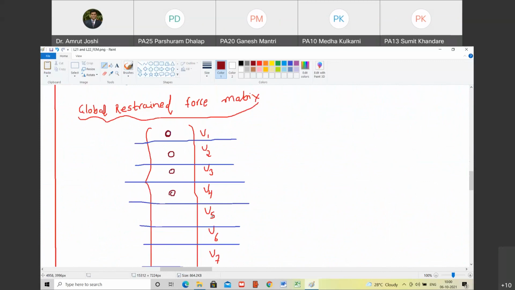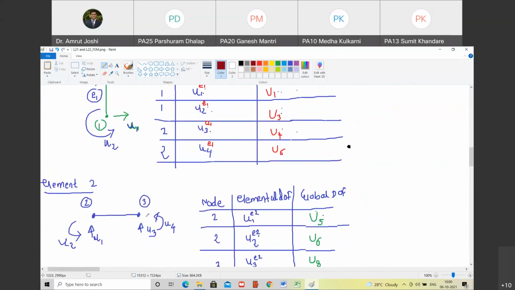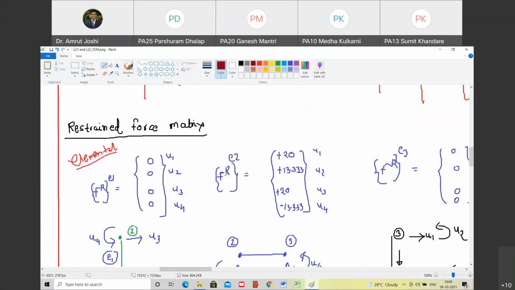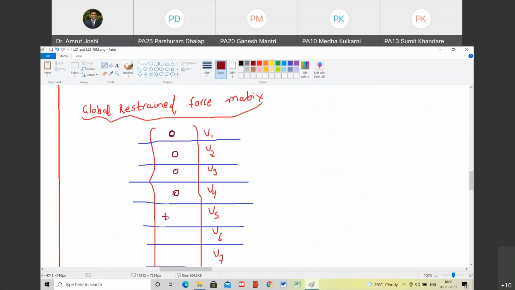Yes, sir. U5, part of which element? None of the element. Oh, sorry. It is a part of second element. Second element. Which degree of freedom? First degree of freedom. So I'm going to look at elemental restraint force matrix first degree of freedom. It is plus 20. Do you agree with me? Yes, sir. So can I write it as plus 20 here? Happy?